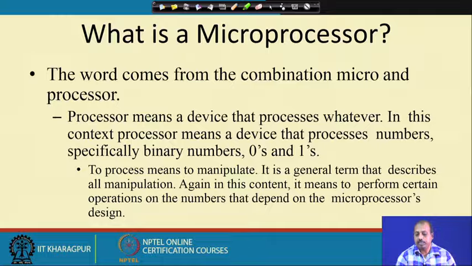in this context it means performing certain operations on the numbers that depend on the microprocessor design. The microprocessor designers decide, for a particular microprocessor, what operations will be supported in this processor, and accordingly what should be the format in which these instructions are given, and then once the processor gets instructions in that format it can execute them using its internal resources like the ALU, the arithmetic logic unit, and the registers and all.